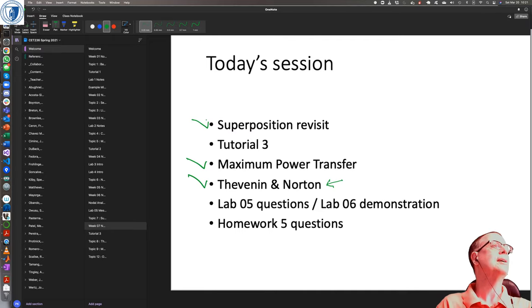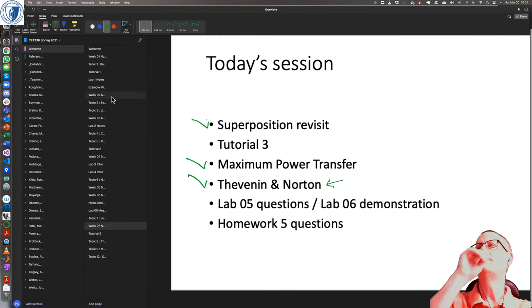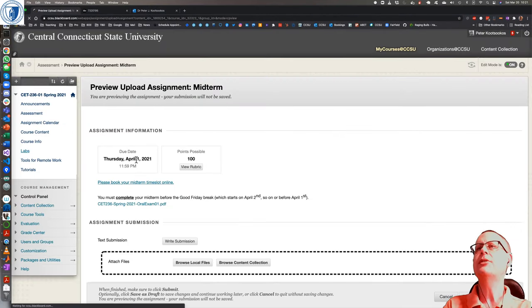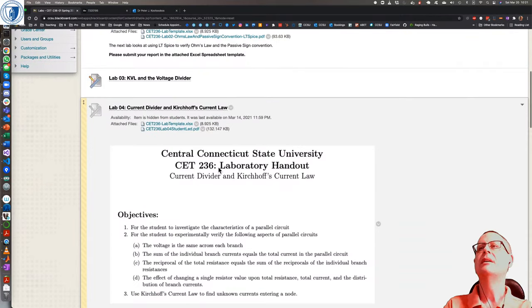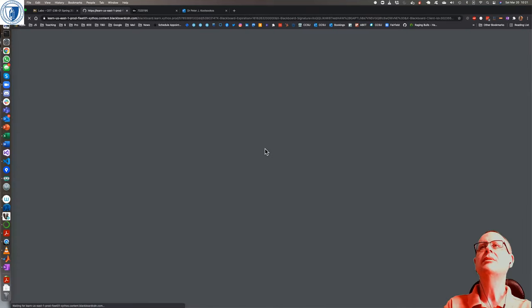Professor? Yeah, what's up? Can I ask you a question about the lab real quick? Go ahead. What's the question? Okay, so looking at the two circuits, you pick whatever number of resistor you want, like let's say 5 or 6. Now let's have a quick look. Okay, so this is lab 5, is that right? Yes. Mesh and nodal analysis. Okay, so let's have a look.